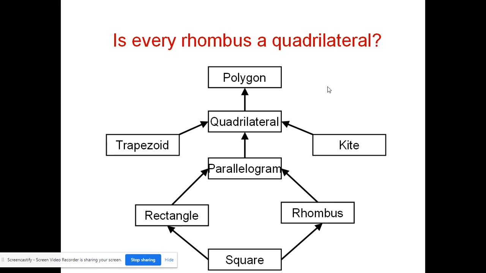How about this? Is a rhombus always a quadrilateral? Find rhombus on the chart, and if the arrows connect to quadrilateral, and it looks like it does, rhombus to parallelogram to quadrilateral, yes, a rhombus is always a quadrilateral. And that makes sense. A rhombus always has four sides. It's a four-sided polygon. You can't have a rhombus that does not have four sides. Not four equal sides, but four sides, like a quadrilateral.